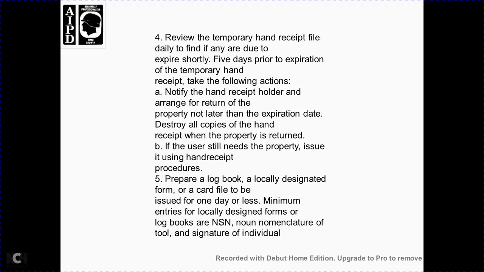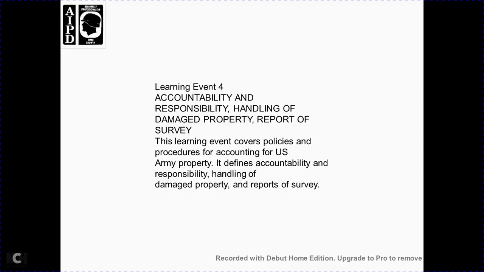Prepare a logbook or locally designed form, such as a card file, for the issue, with a one-day list for the minimum. The locally designed form or logbook includes the NSN, the nomenclature of the tool, and the signature of the individual. DA Form 3161 may be prepared as a temporary hand receipt.